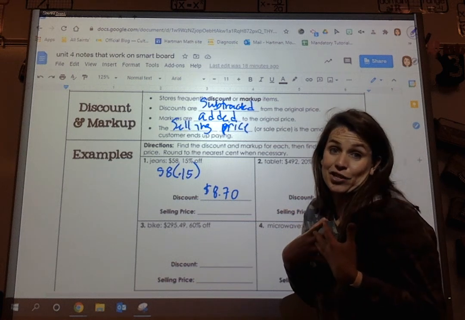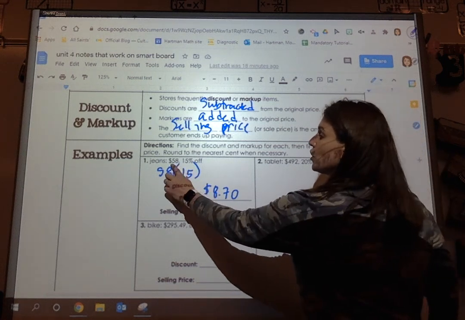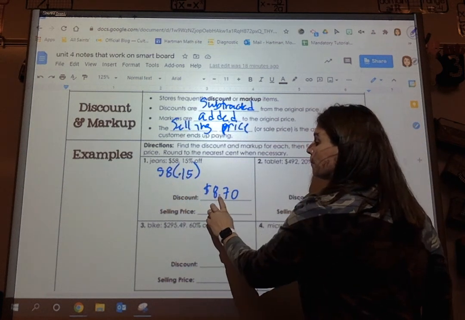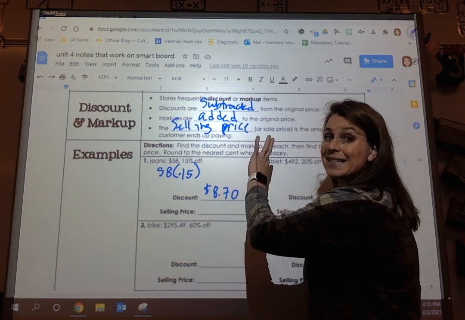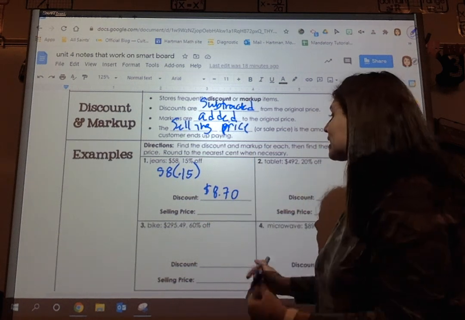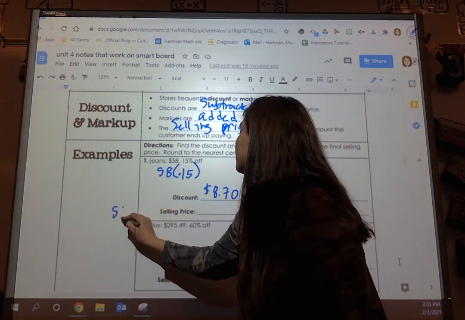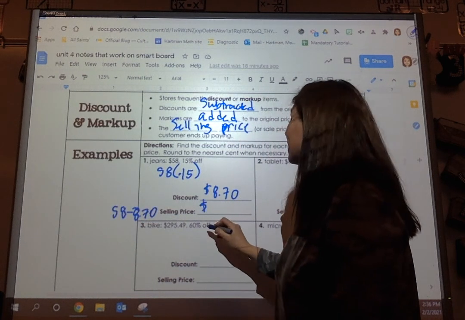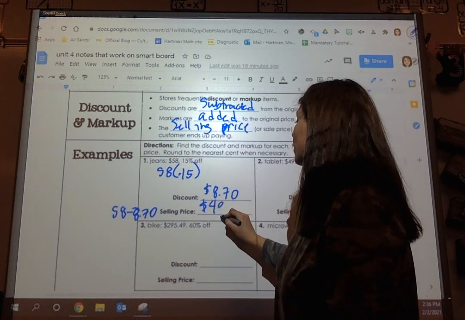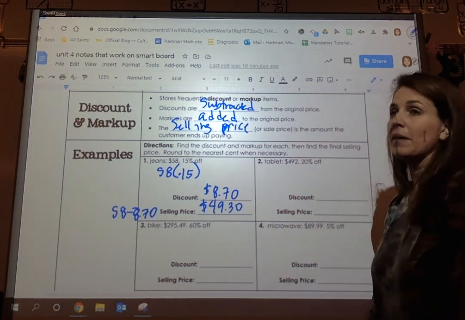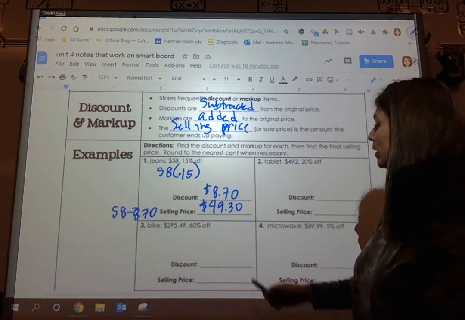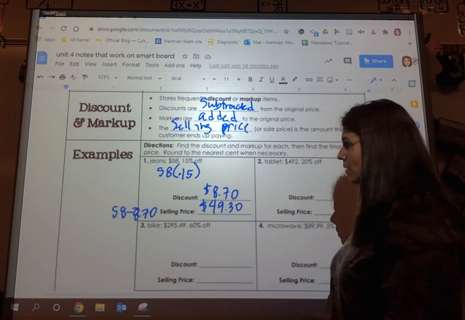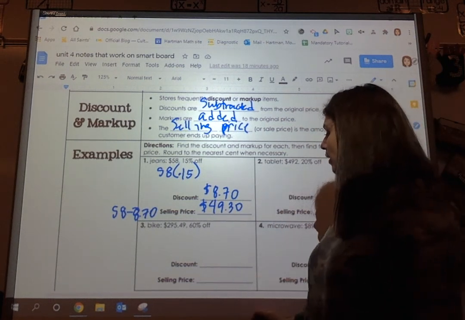So how would I find out the selling price? What am I going to get the jeans for? Well, they were originally $58. 15% off would be $8.70. It's a discount, so we're going to subtract $58 minus $8.70. So my selling price, I think, is going to be $49.30. That is my selling price. Yes, $49.30.